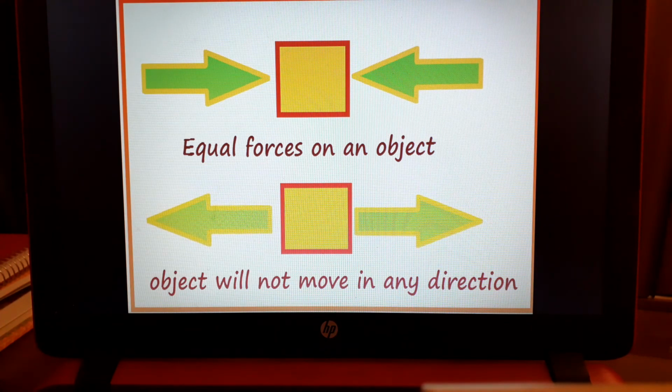Now, what if equal forces work on an object? Well, simply the object will not move. So you have force working on it, but the object does not move.